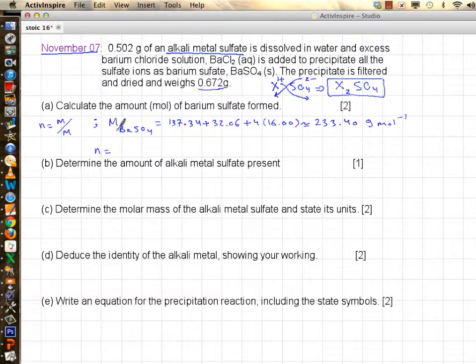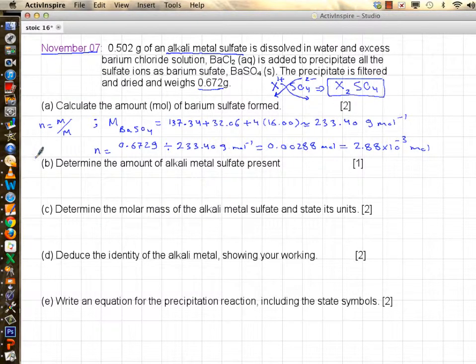Now let's find moles. Moles is our mass, which is 0.672 grams, divided by our molar mass, which is 233.40 grams per mole. Once you do this division, you will come to an answer of 0.00288 moles, or you can write it in scientific notation as 2.88 times 10 to minus 3 moles.